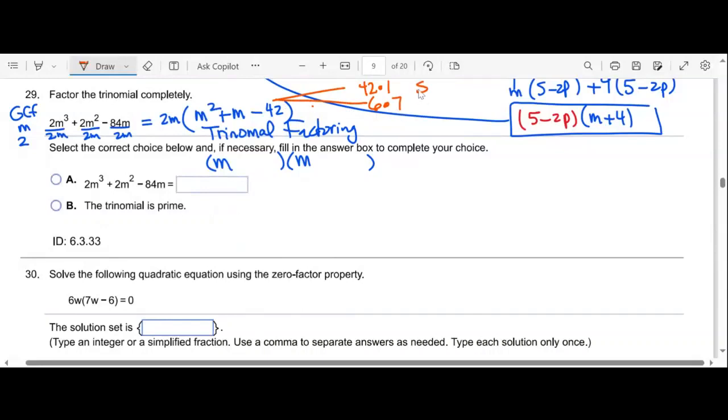But I need the sum to be how much? 1. Which one will give you the sum 1? 6 and 7. So in this case, we put 6 here and 7 here. And what about the sign? Negative 6, positive 7. Okay. And don't forget outside we have 2m. Okay? Put the answer in the box.